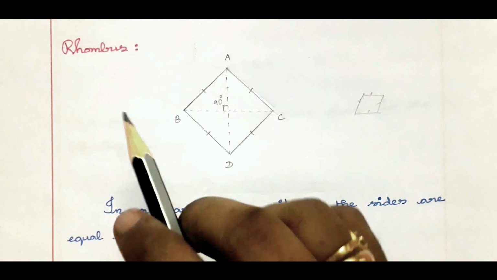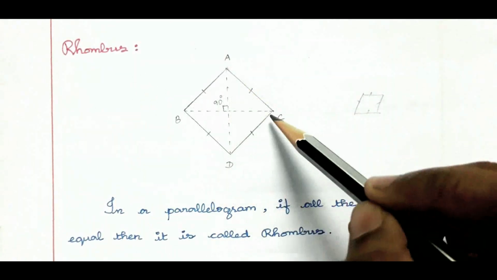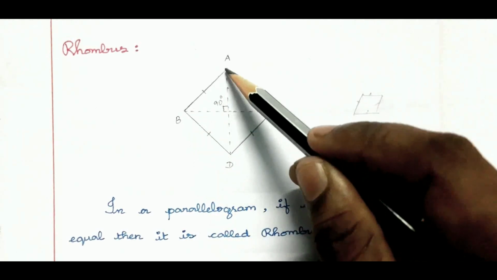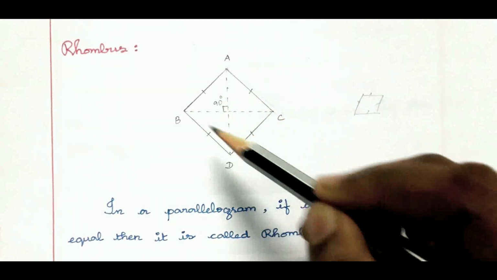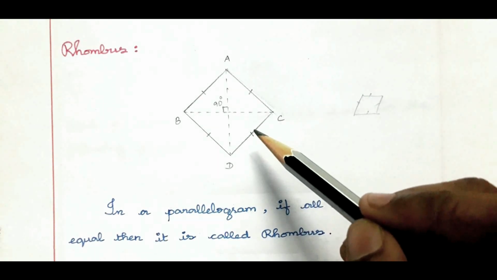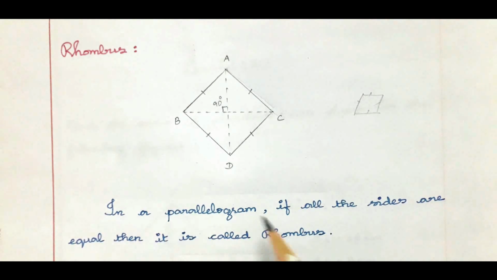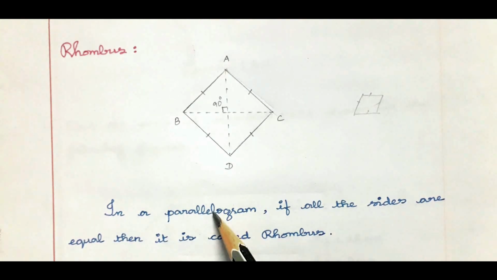Now we are going to learn what a rhombus is. A rhombus is a four-sided closed figure. There is no disconnection; it is closed and it is a four-sided figure. Clear? The definition of the rhombus is: in a parallelogram, if all the sides are equal, then it is called a rhombus. You know what a parallelogram is?